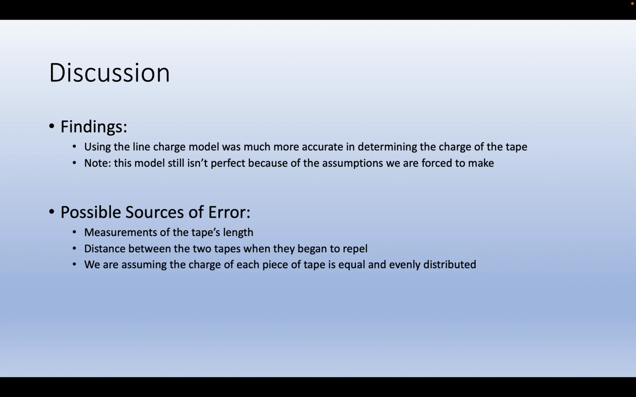Some possible sources of error include the measurements of the tape's length, the distance between the two tapes when they begin to repel, and we are assuming the charge of each piece of tape is equal and evenly distributed.